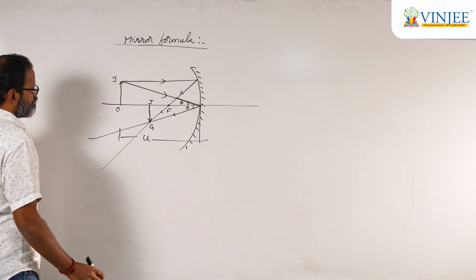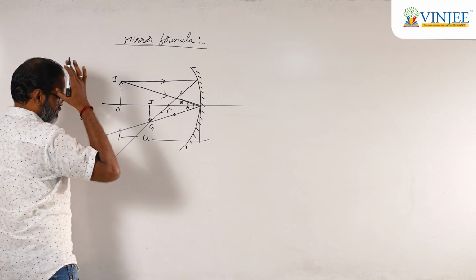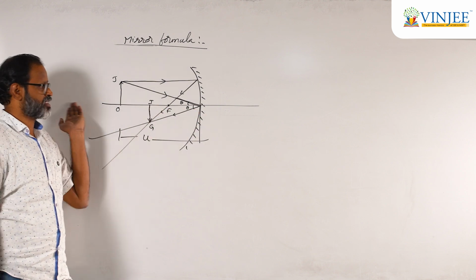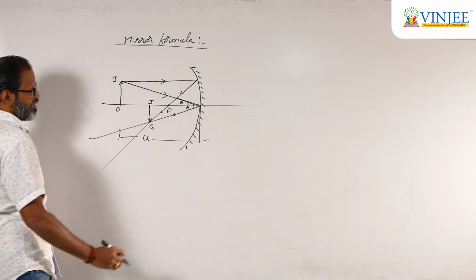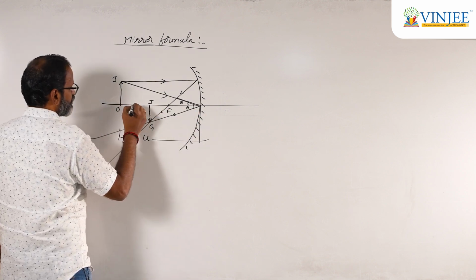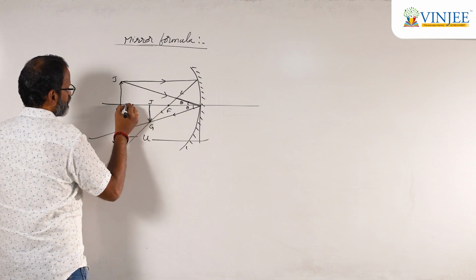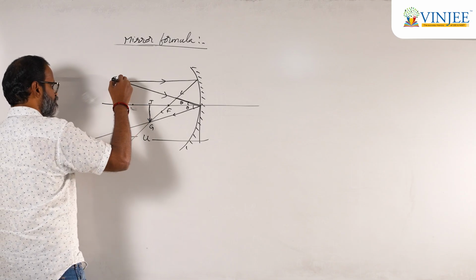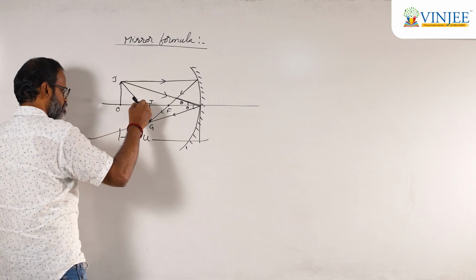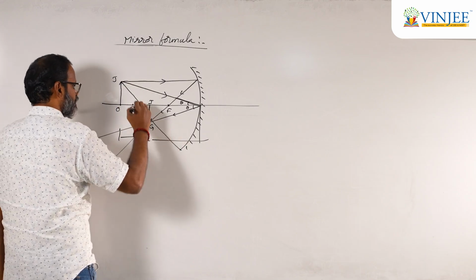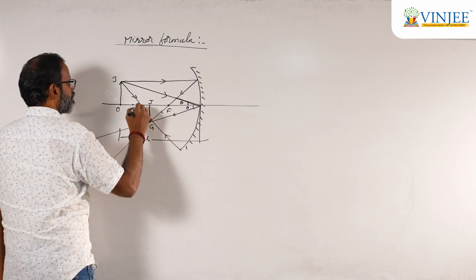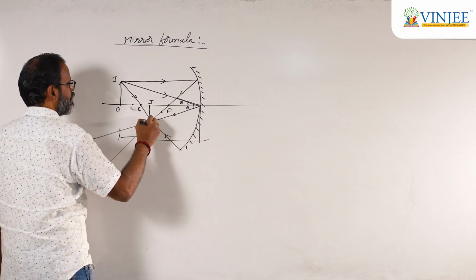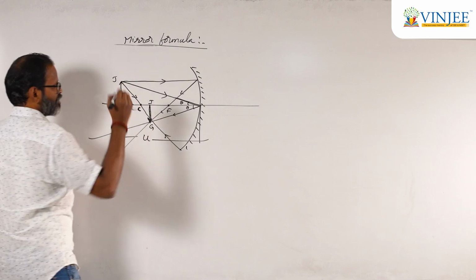A light ray which is passing through the center of curvature retraces back. This is the center of curvature somewhere. This is the light ray passing through the center of curvature, that retraces back. The point of intersection of all these rays is called the image. This is the image formed.